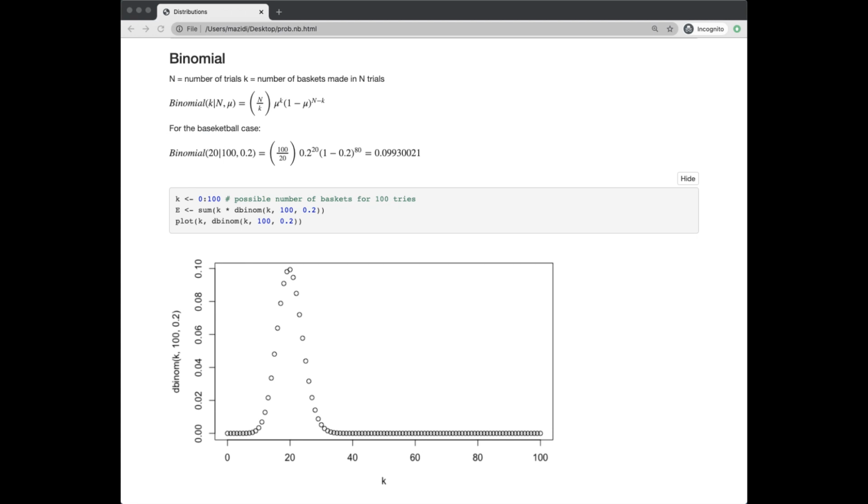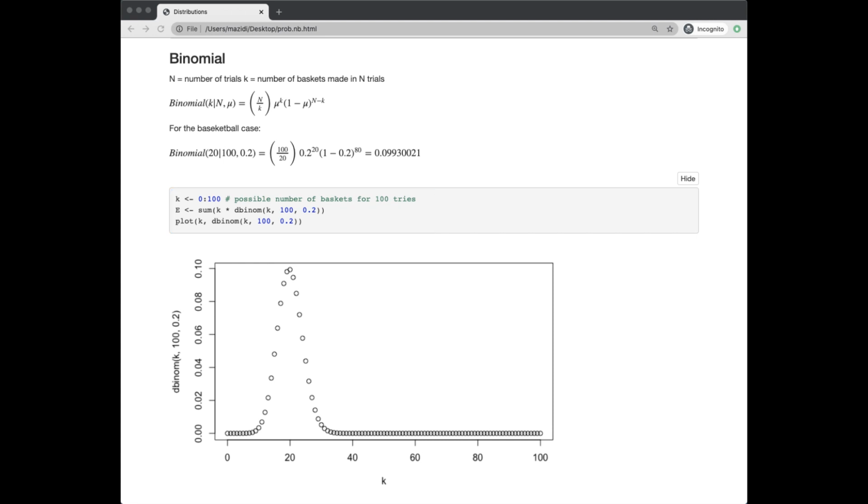What's the expected mean of our 100 trials? The expected value will be n times mu, which in our case is 100 times 0.2, is 20. Let's derive these values using R. First, we make a vector of possible values for k, the number of baskets made, which can be from 0 to 100. Then we multiply each k by its probability and add them together. E is 20, as we expect.